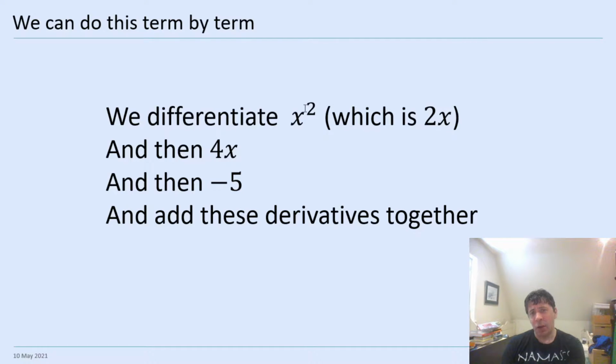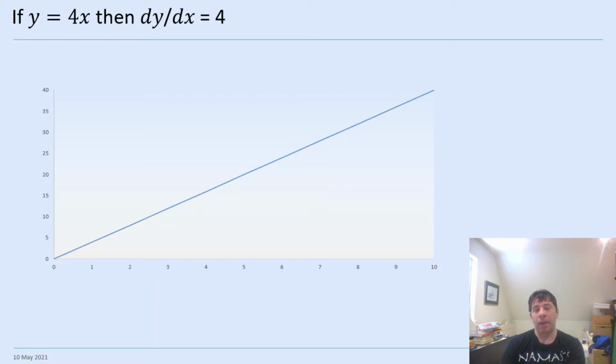So in this case, we multiply by the 2, and then we reduce the power by 1, so the 2 goes down to a 1. X to the 1 is just x, so the derivative of x squared is 2x.